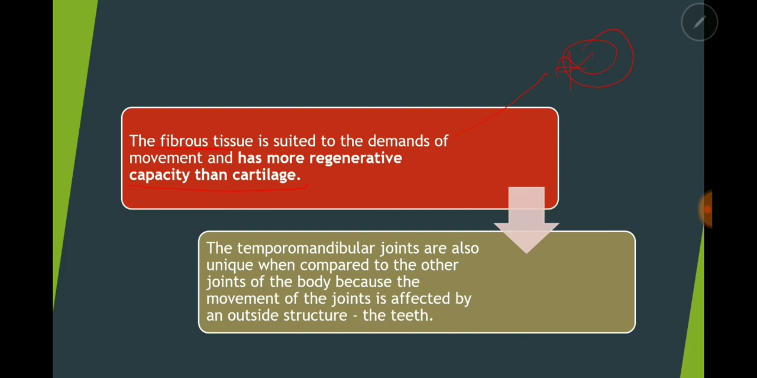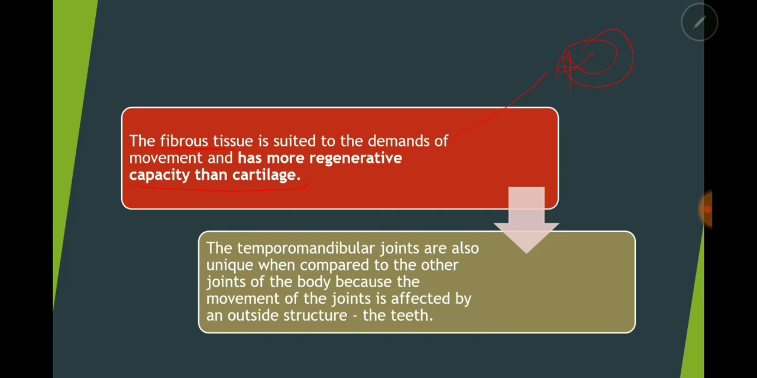In a joint which is always moving, whether you're eating, talking, or yawning, the joint is always functioning. So to prevent wear, the fibrous tissue has a regenerative capacity. However, when you compare it to cartilage, cartilage doesn't regrow easily. If you want to regenerate cartilage, it's very difficult.